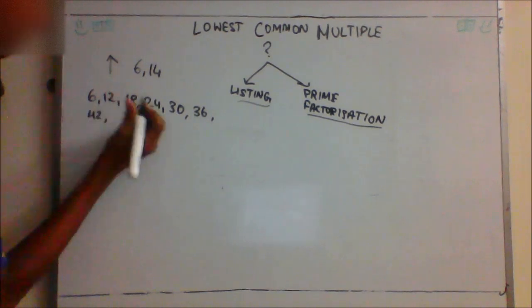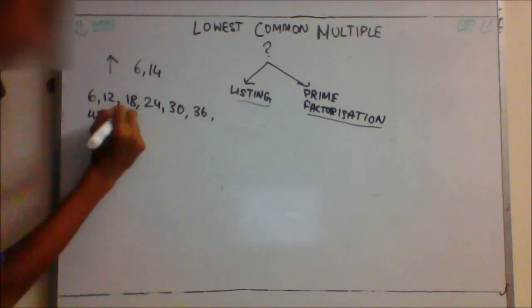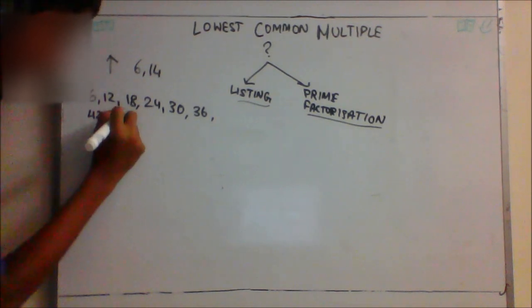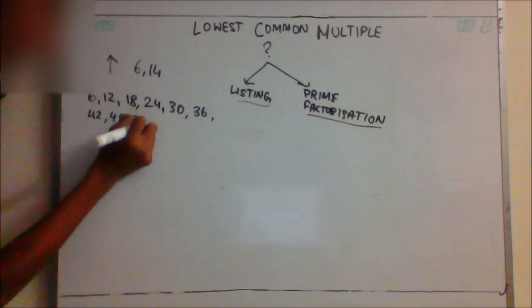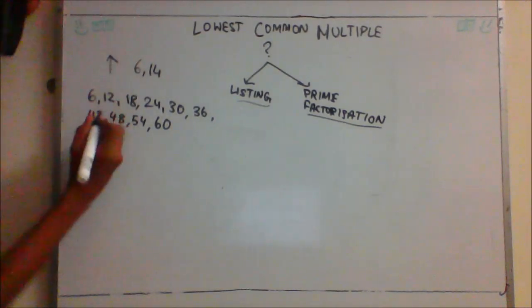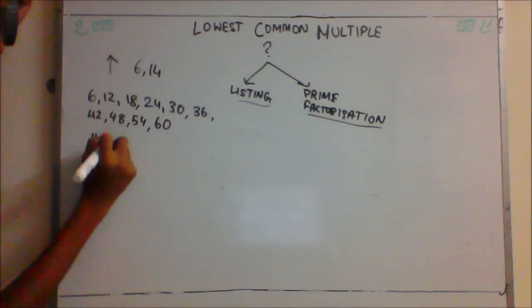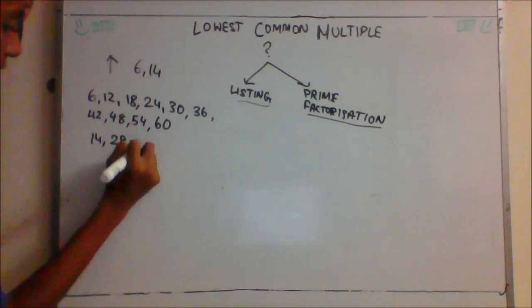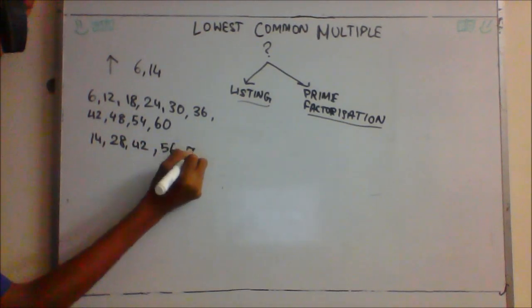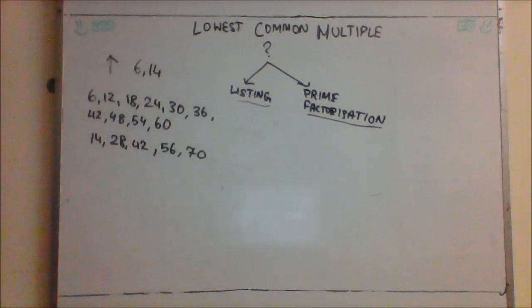42, 48, 54 and 60. And for 14, let's say the first 5: 14, 28, 42, 56 and 70. So let's see the common multiples.